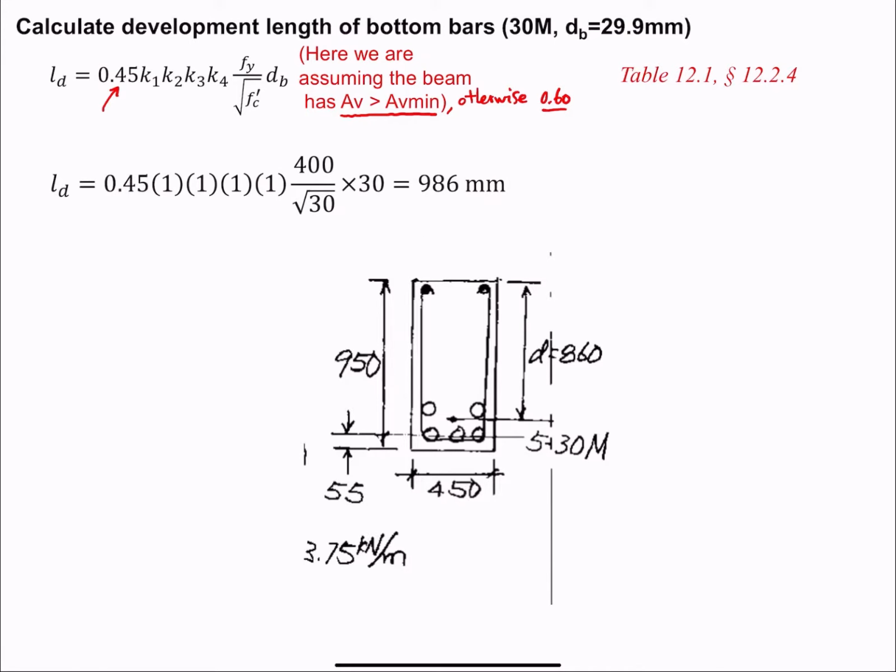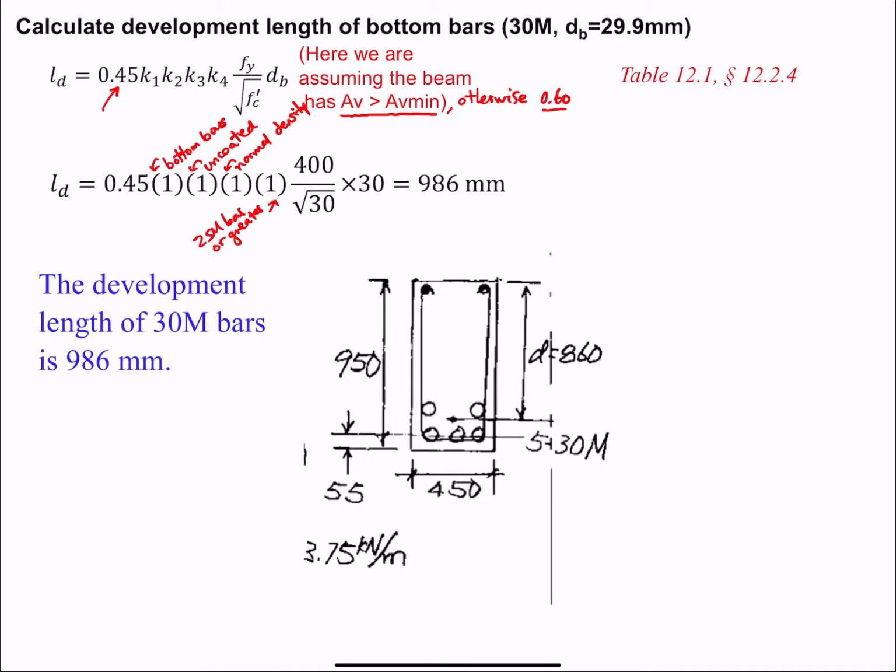Remember the K factors. This is for bottom bars, as opposed to top bars. It has to do with how compacted the bars are. This is for uncoated bars, regular rebar. This is for normal density concrete, and this is for 25M bar or greater. We have 30s. So you can check in your table from the previous slides and see that these values will give you K factors equal to 1.